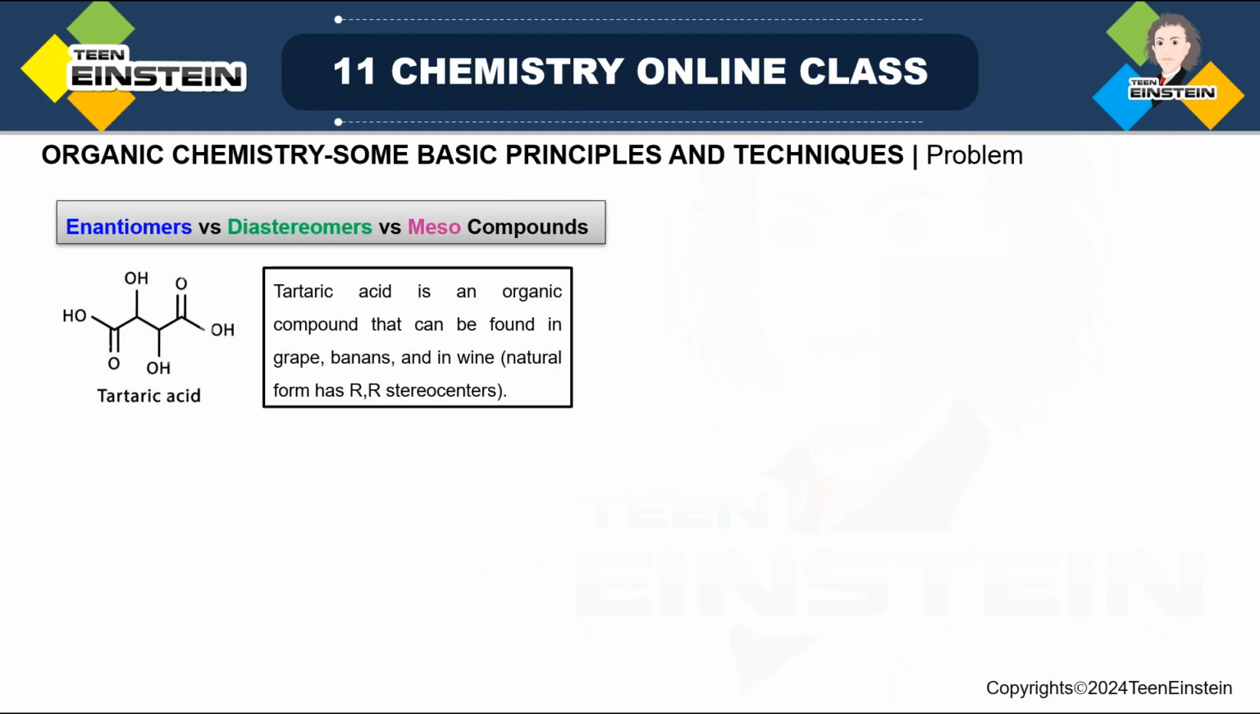So one more example you will see with the natural compound, which is tartaric acid. Here you will be able to understand in a better way the enantiomer versus diastereomer versus meso compounds. Here we have taken tartaric acid. Now you can see how many chiral centers. This is a chiral center. This is also a chiral center.